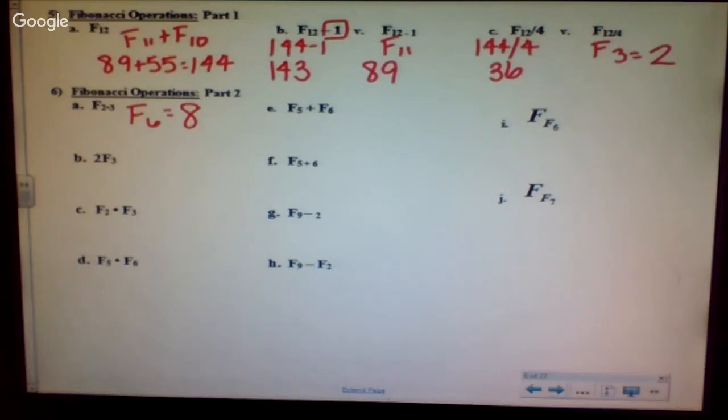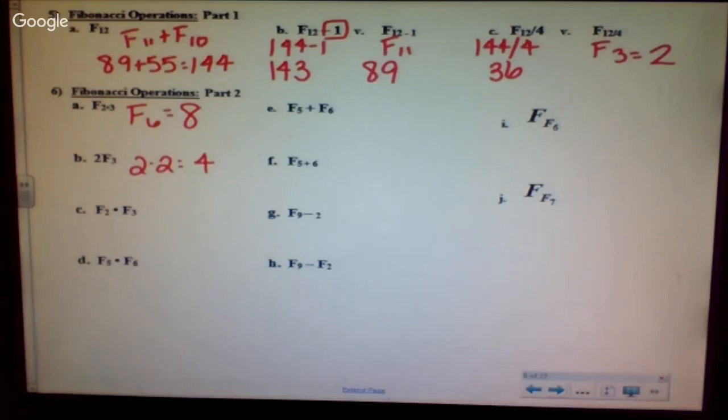What am I doing in the one right below it? 2 times 2, basically. Okay, so 2 times the value of F sub 3. So this is 2 times 2, which is 4.